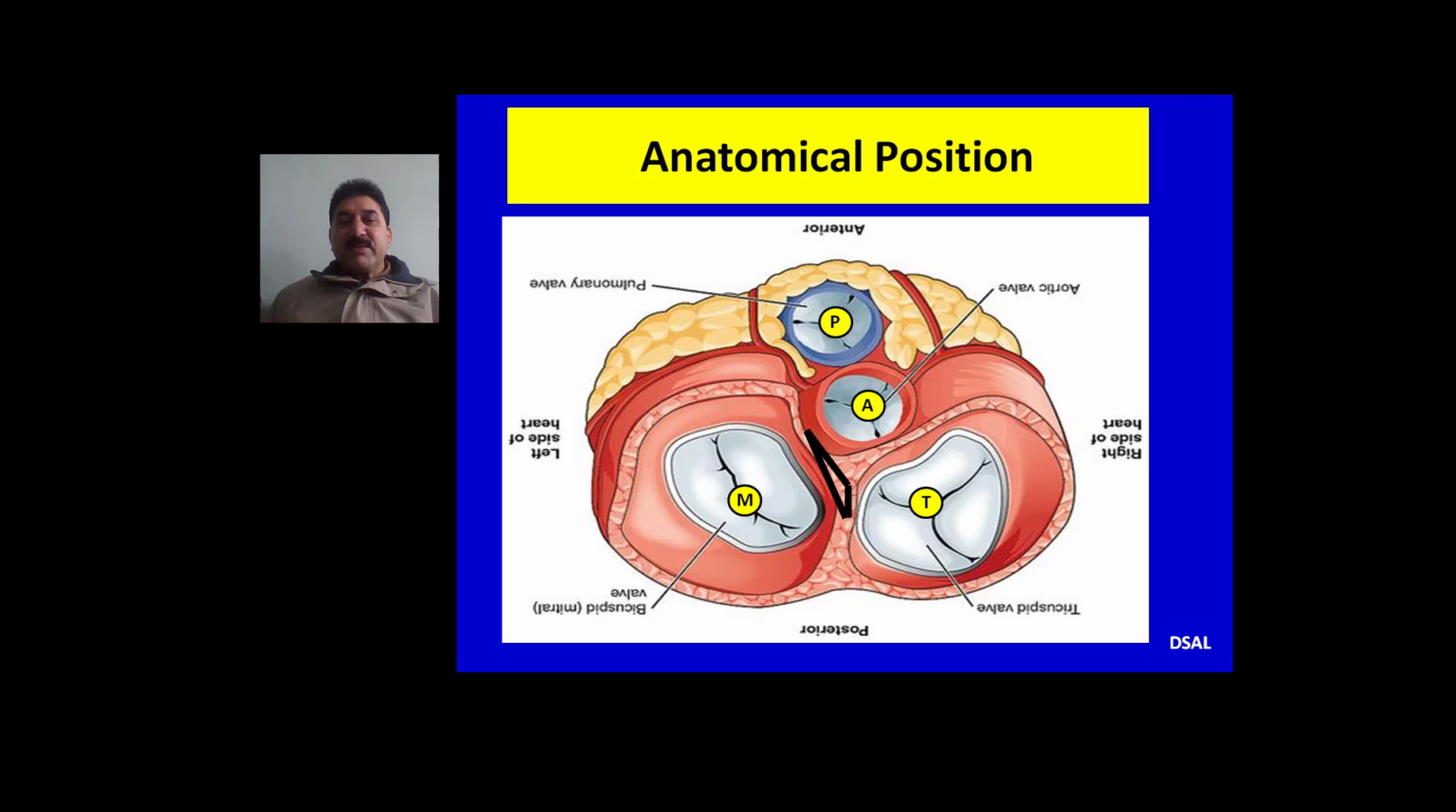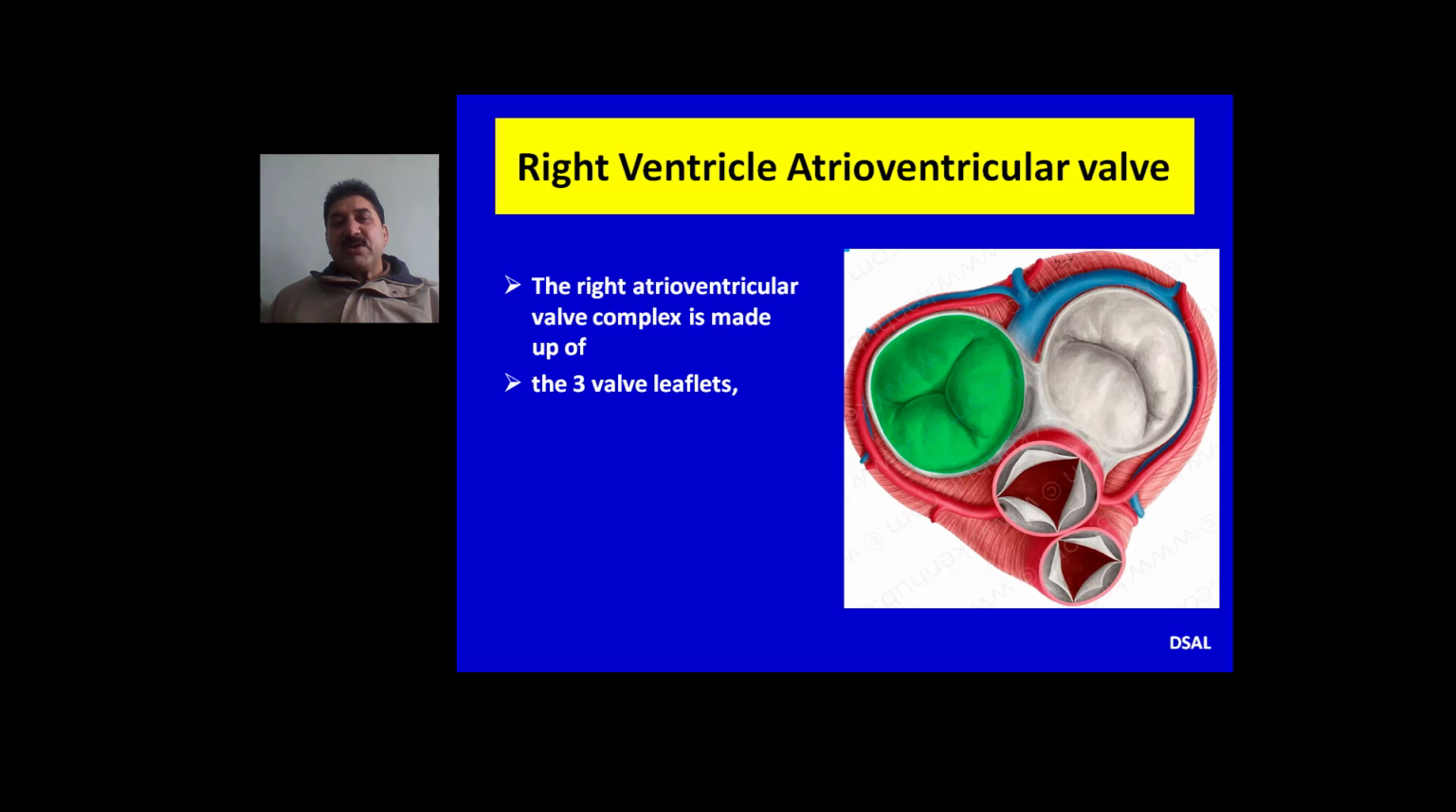Between the aortic valve and the posteriorly placed mitral and tricuspid valves, there is a triangular area in which lies the central fibrous body of the heart. What is the structure of the atrioventricular valve complex? The right atrioventricular valve complex is made up of three valvulae cuspidatae, as already described: anterior, septal, and posterior.